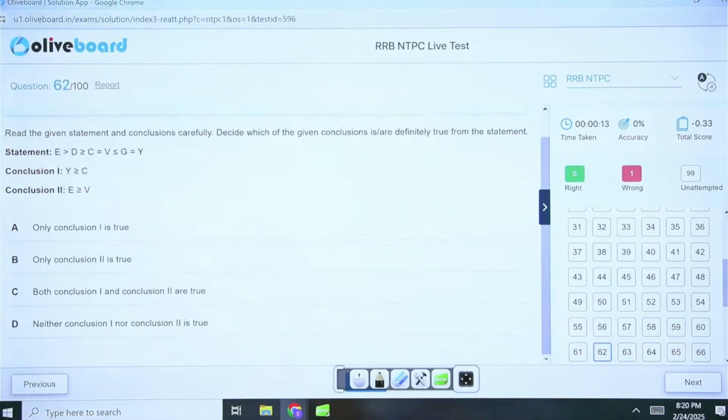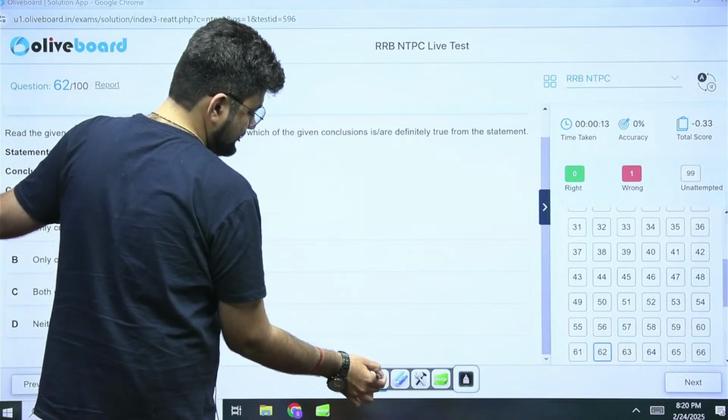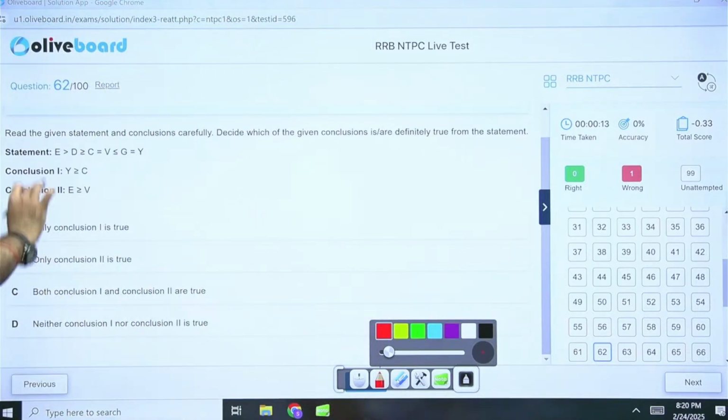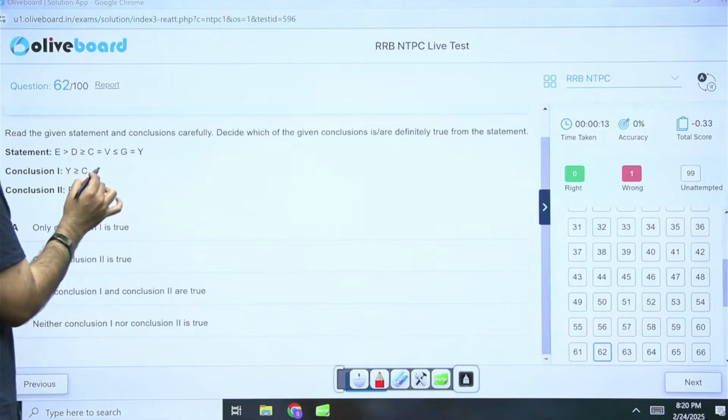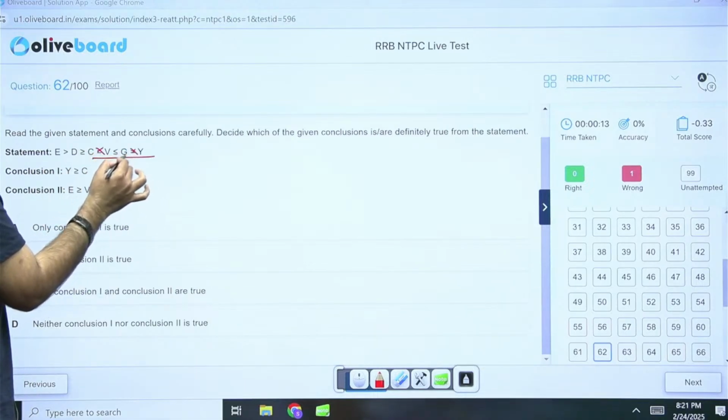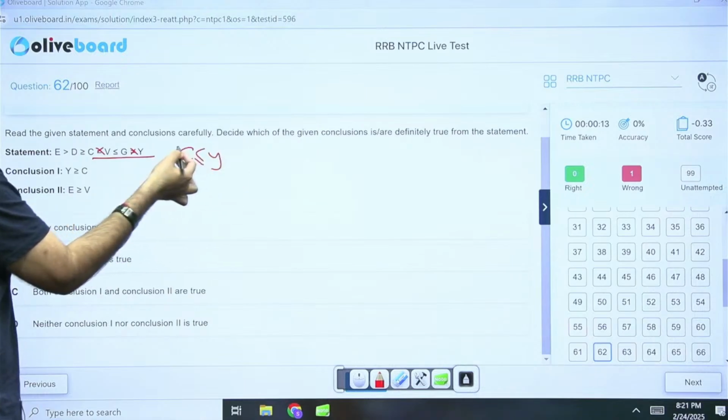Oh, easy. Okay, this is the statement given to you, inequality based question. You have to check for y and c. Between y and c, if I see, I'll drop equal to, so I'll be left with c less than equal to y or y greater than equal to c.